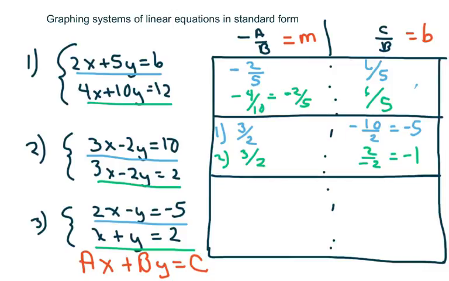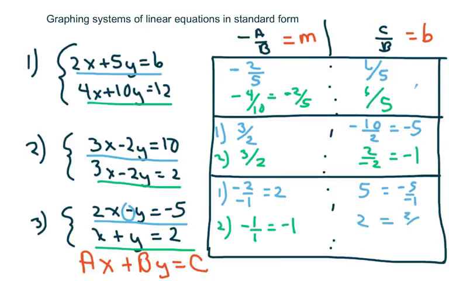Okay, the last system we have is negative 2 over negative 1. Basically, you're just doing the opposite of this. So it's going to be positive 2. And then for number 2, our slope's going to be negative 1 over 1, which is just negative 1. So they have different slopes. And our y-intercept is going to be, for the first one, 5, because that's negative 5 over negative 1. And the other one's going to be 2, because that's 2 over 1.